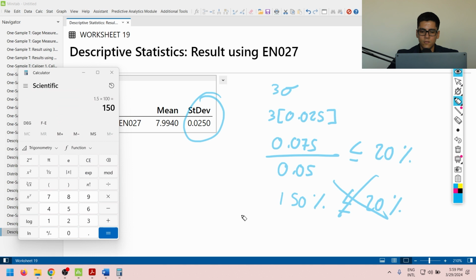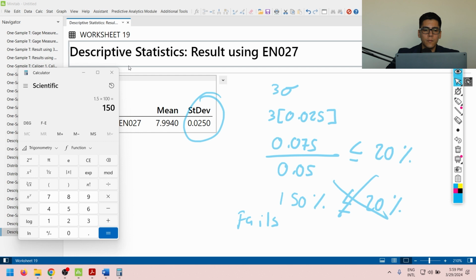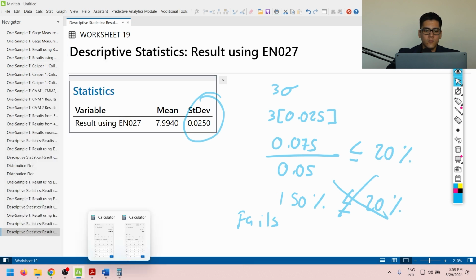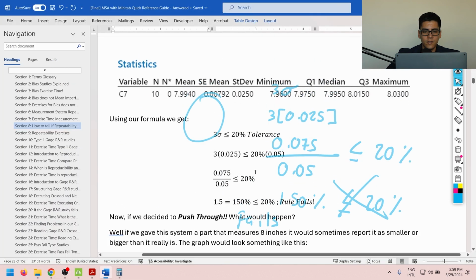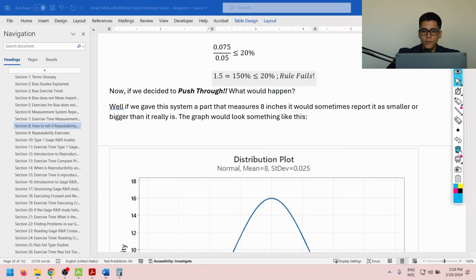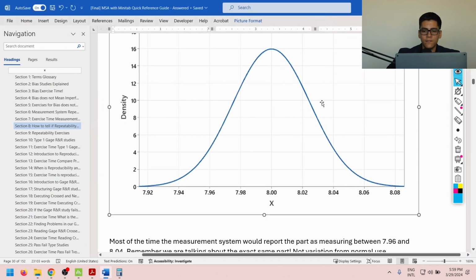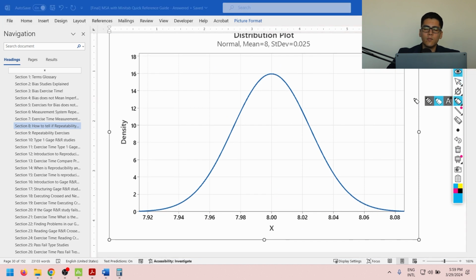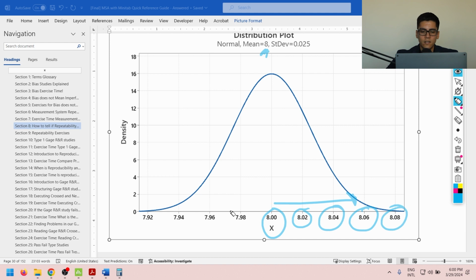So this fails. The system has too much variation to properly measure a sample with a tolerance of plus minus 0.05. Now, we can see this visually like this. If I give my system a part that measures exactly 8 inches long, this particular example states that my test method might say that the part is 8.02, 8.04, 8.06, 8.08, 7.98, 7.96, 7.94.